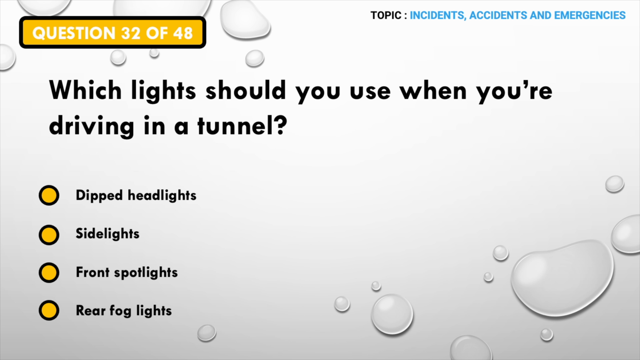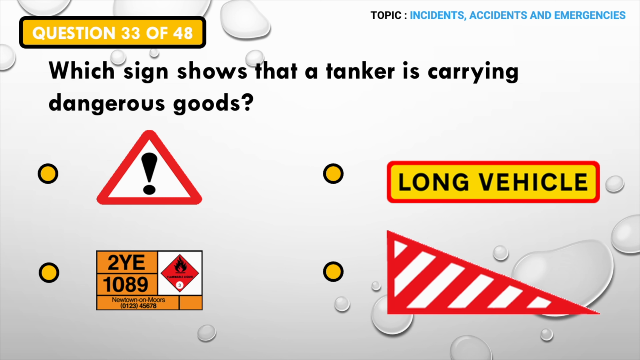Which lights should you use when you're driving in a tunnel? Dipped headlights. Side lights. Front spotlights. Rear fog lights. Which sign shows that a tanker is carrying dangerous goods?